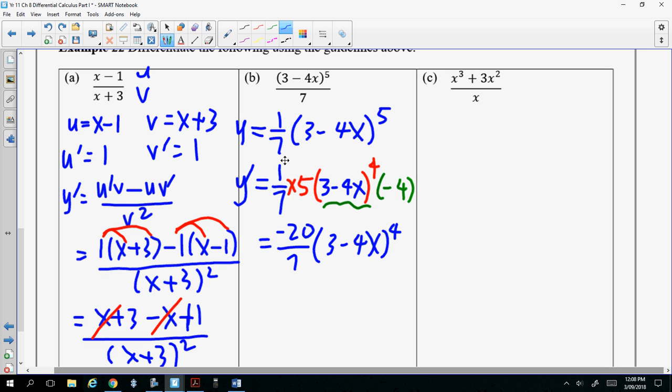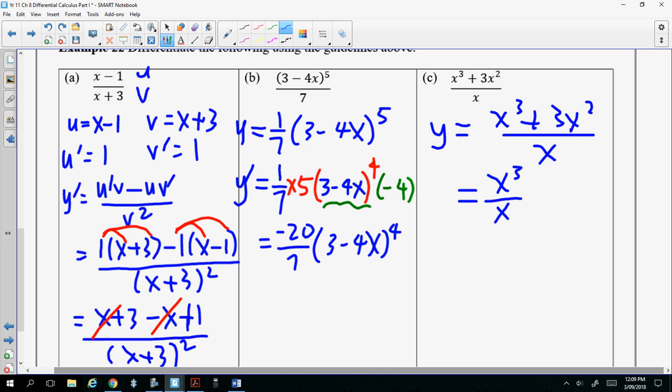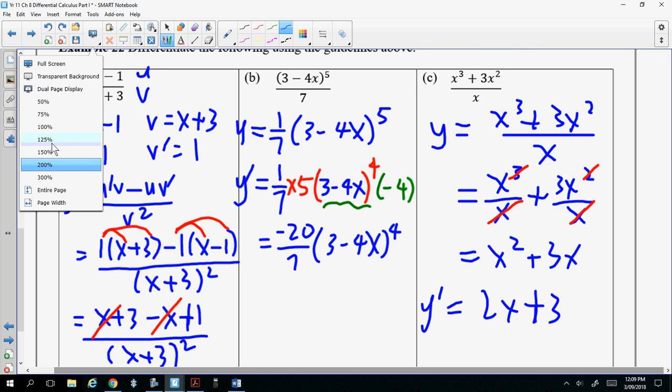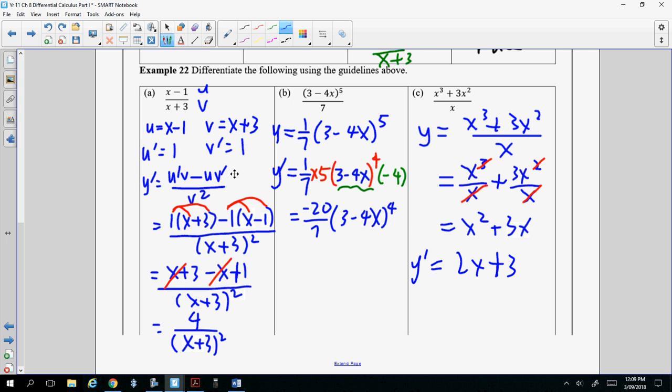Okay, who can tell me what to do for the next one? You split it. Again, no quotient rule. It's very quick when you split things. And after you split, what do you have to do? You simplify, right? So you end up getting x squared plus 3x. And how fast is it going to be to differentiate? Super quick. 2x plus 3. One step. So the quotient rule is not very nice, and avoid it if you can. And know when to avoid it, and when not to avoid it.